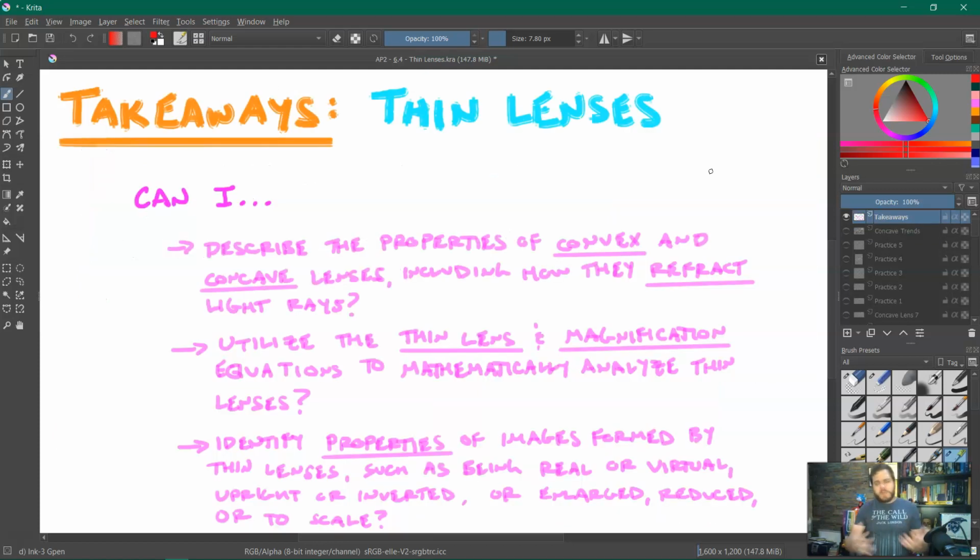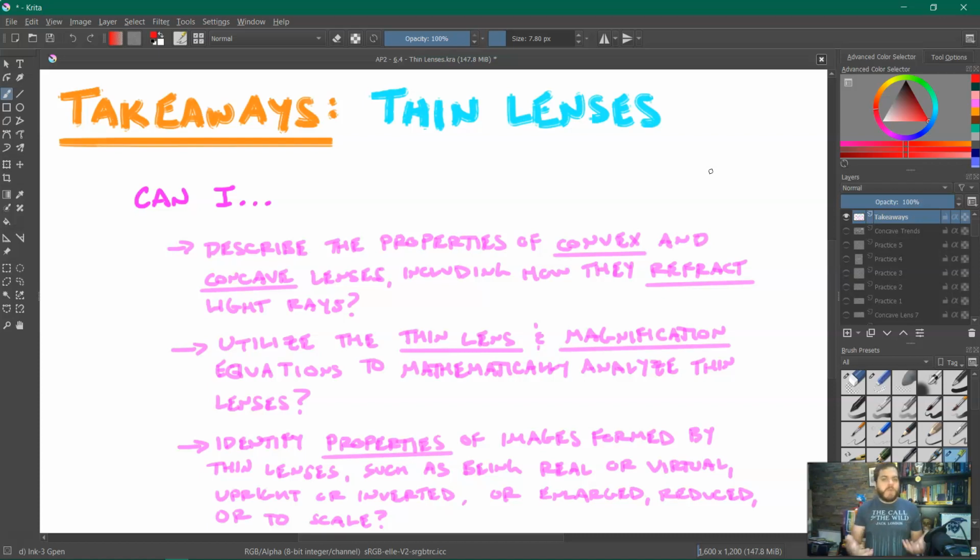So that concludes our lesson on thin lenses, and at this point we want to make sure we can do a few things. Can we describe the properties of convex and concave lenses, such as their focal length, and whether they are bowed in or bowed out on the edges, including how they specifically refract light rays? So remember, convex lenses cause light to converge, concave lenses cause it to diverge. Can we utilize the thin lens and magnification equations to mathematically analyze thin lenses, just like we've done previously, keeping in mind that the focal length of a concave lens is negative?